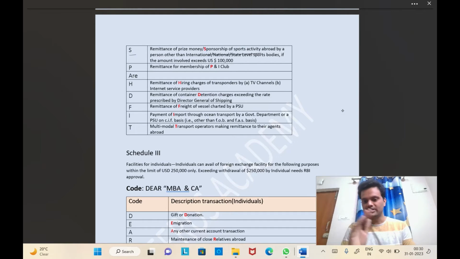CA is over. Now Y means sponsorship of sports activity. Then P means remittance of membership of P&I club. Remittance of membership of P&I club. CASP is over in the code.